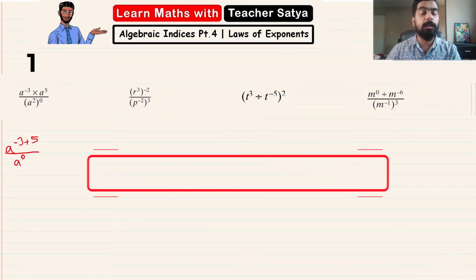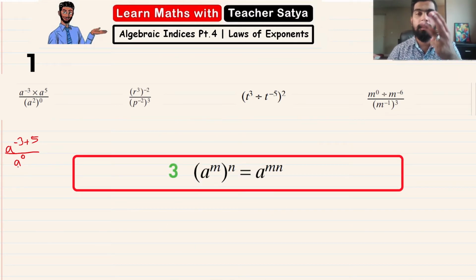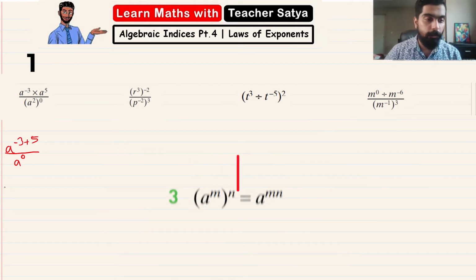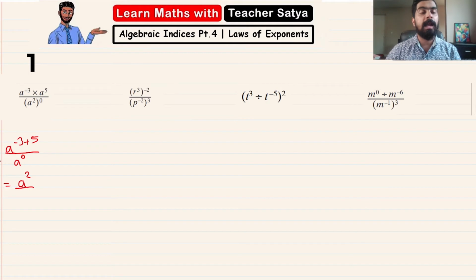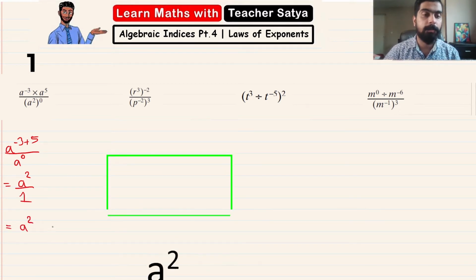In the denominator, we will be using law number 3, right guys? Therefore, a to the power of -3 plus 5 will give us a to the power of 2 over, and anything raised to the power of 0 will give us 1, right guys? So we have a square over 1, which is equal to a square.